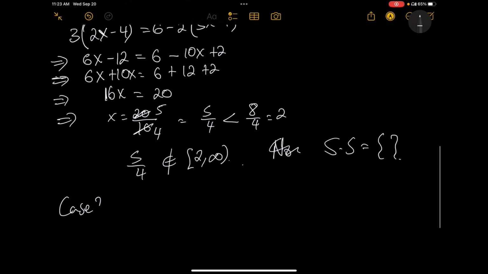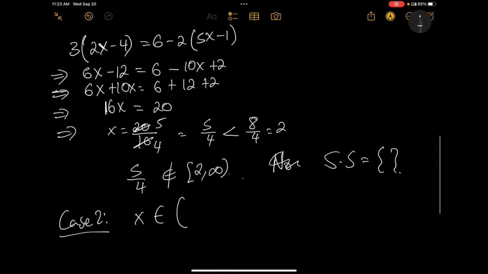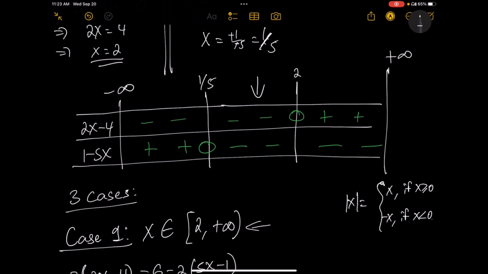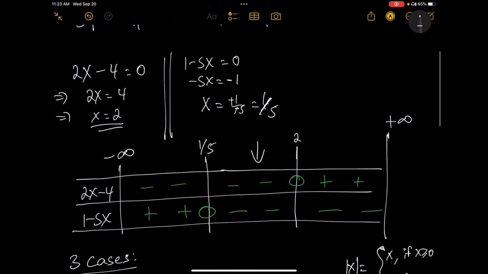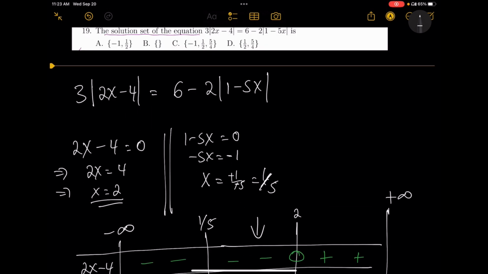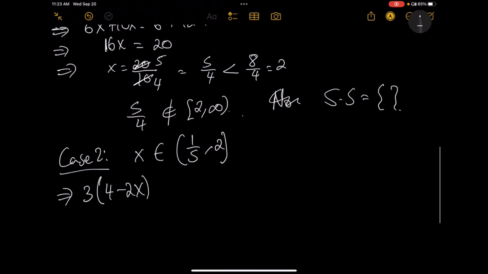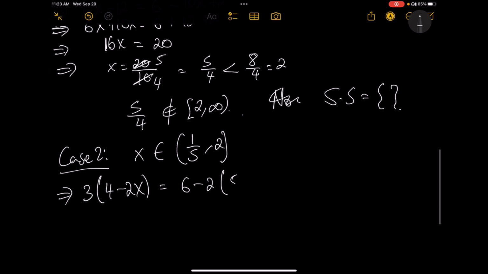Let's go to case 2. In case 2, x is an element of the open interval from 1 over 5 to 2. If x is in this interval, both 2x minus 4 and 1 minus 5x are negative. So let's write the equation: 3 times absolute value of 2x minus 4. Since 2x minus 4 is negative, it becomes 4 minus 2x. So 3 times 4 minus 2x is equal to 6 minus 2 times, and 1 minus 5x becomes 5x minus 1, so 6 minus 2 times 5x minus 1.